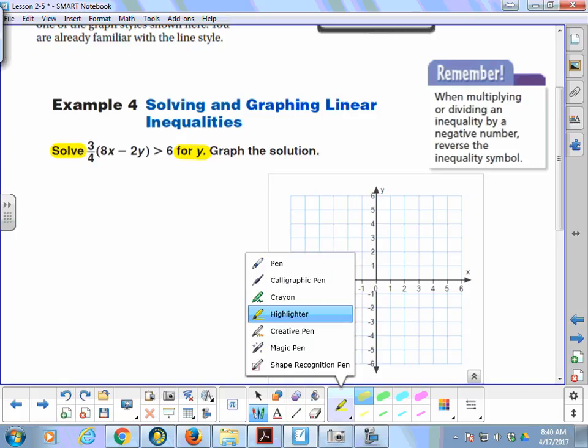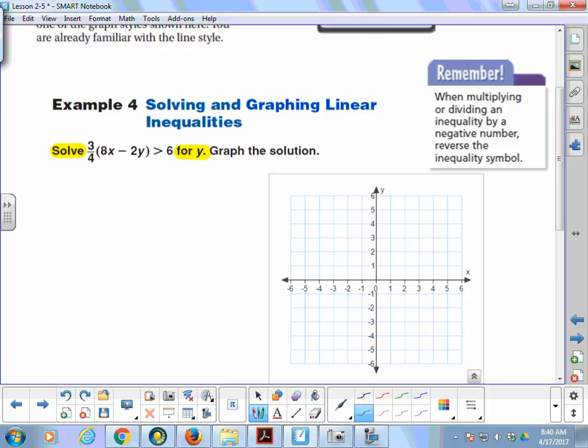Now, like I said, with these problems it is possible to get it in standard form so that you could just find the intercepts if you wanted to and graph according to the intercepts. So either way. We've got 3/4 times (8x minus 2y) greater than 6. So what's my first step going to be here to solve for y? Ellie, what do we want to do first?